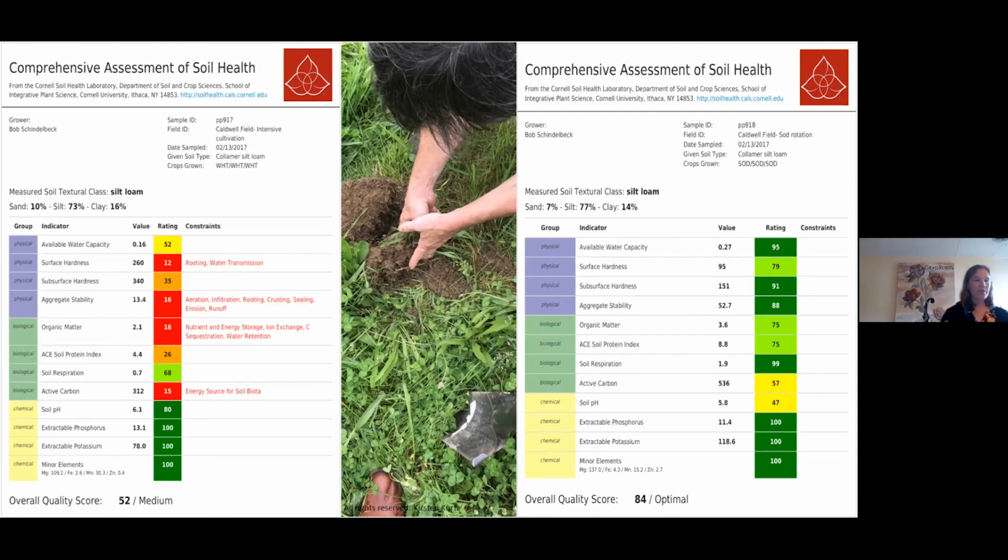You might also notice that we have some highlighted red words under the constraints. This is where we talk about, for instance, that top one, surface hardness, and then we say exactly what those constraints are: rooting, water transmission, as I mentioned before. Then if you go through the pages of the report, we'll give you much more information about that. We'll say, okay, your surface hardness was 260, that's a poor rating, and give a lot more information on options for how you can address that.